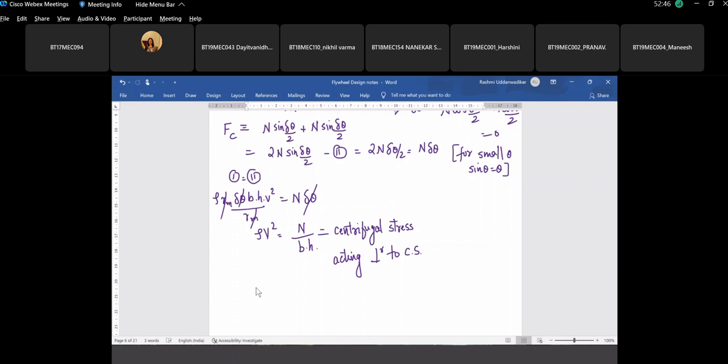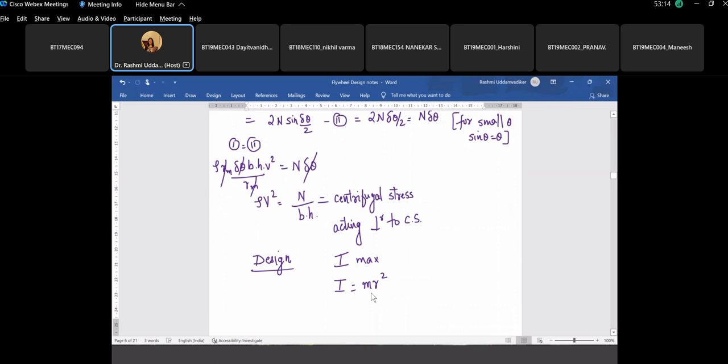So before we start solving the problem, for the most efficient flywheel design, for an optimum design, we want the value of I to be maximum. The value of I depends upon M and R. So to increase the moment of inertia, either you have to increase the mass or you have to increase its radius. So which one is better? To increase M or to increase R?